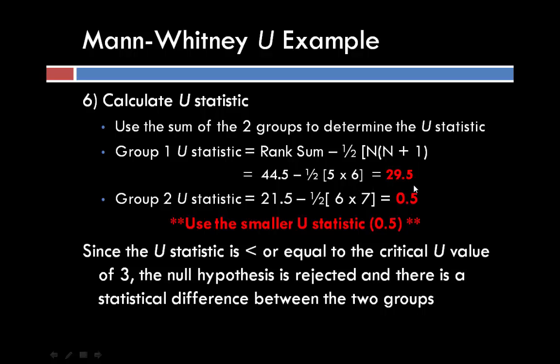For group 2, or our miracle drug group, we would do 21.5 minus 1/2 times 6, because there are 6 pain scores in that group, times 6 plus 1, which is 7, and we get 0.5. So when we compare the two, for the Mann-Whitney U test, we use the smaller U statistic, which in this case would be 0.5. So since the U statistic is less than or equal to the critical U value, which was 3, we can reject the null hypothesis and determine that there is a statistical difference between the two groups.